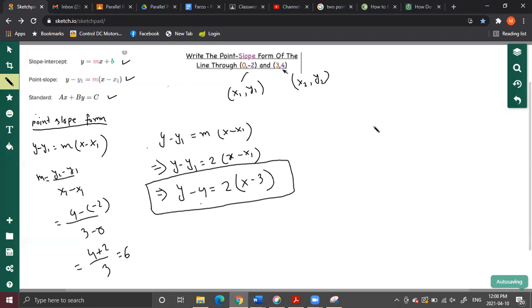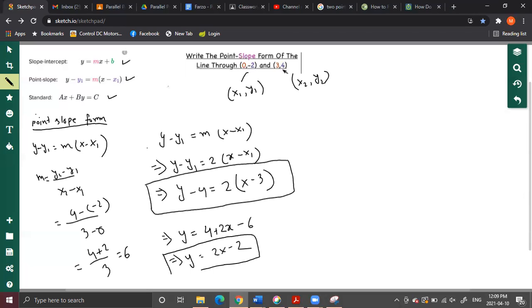We can take this equation and convert that into slope intercept form. So we'll just solve for y. So y is equal to 2x minus 6 plus 4. y is equal to 2x minus 2. That's slope intercept form. This is slope intercept. This is point slope.